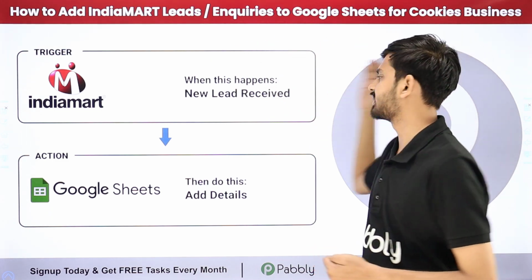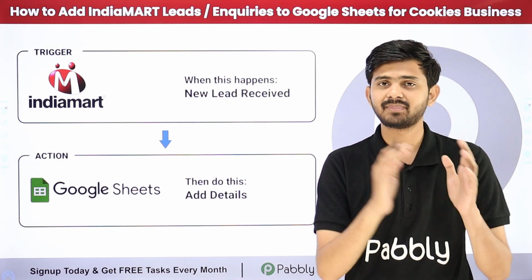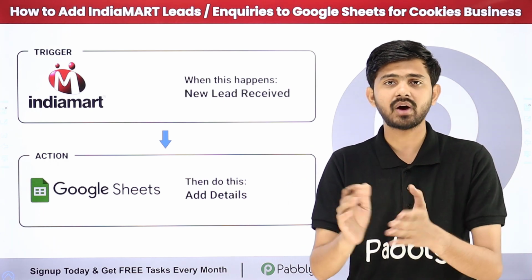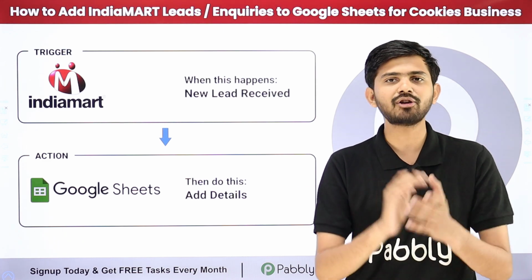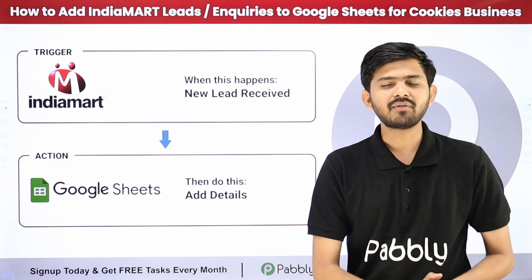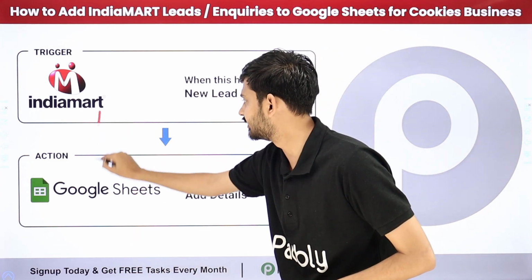for cookies business. So I'm running my cookies business and I'm selling my products by using IndiaMART. Now with IndiaMART, I'm going to receive new leads or new inquiries for my business, and I want that whenever I receive a new lead, I automatically add the detail of that lead in my Google Sheets. So for doing this automatically, I need to build a connection between IndiaMART and Google Sheets.